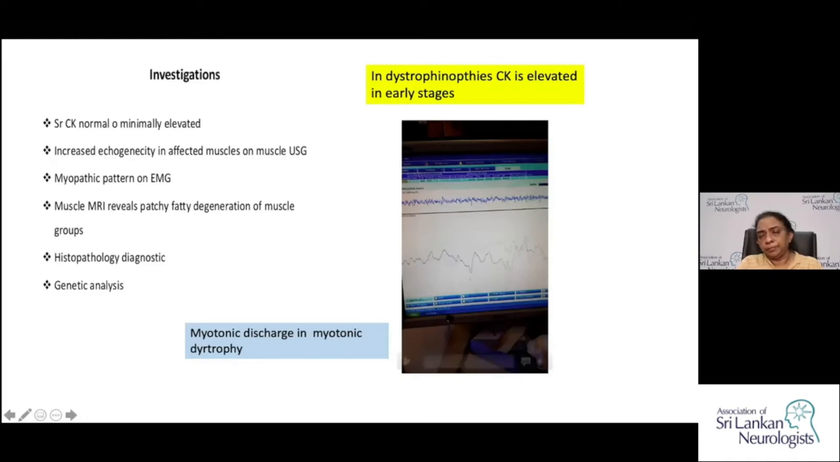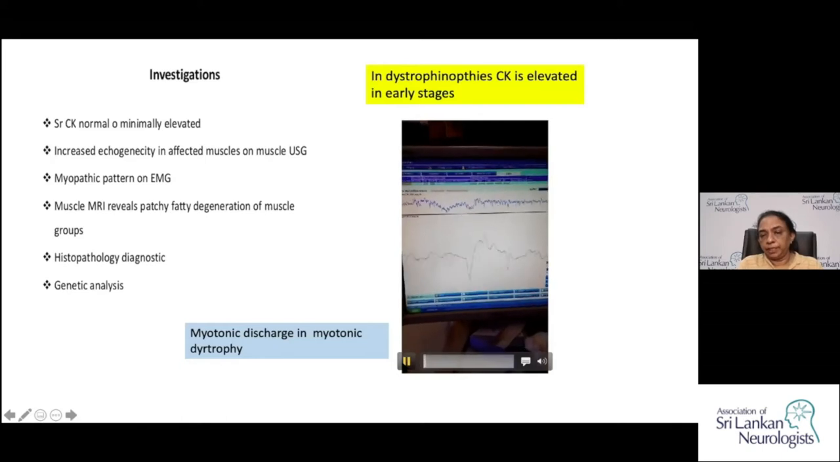Just showing you an EMG record of myotonic dystrophy. Hope you can hear and see the sounds.